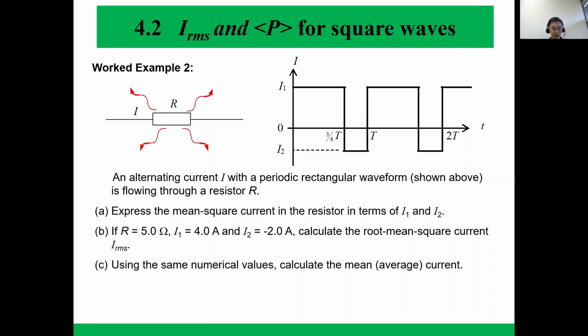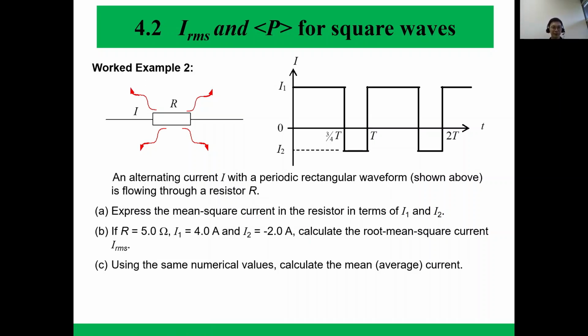So here in example 2, I present to you the following waveform. It is at current I1 for 3/4 of a period, and then it gets current I2, which is negative, for the next 1/4 of the period, and then after that the waveform repeats itself. We call this a periodic rectangular waveform.